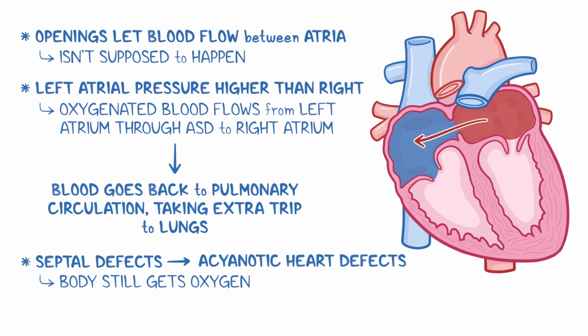However, it's important to know that in rare cases, untreated large ASDs can lead to severe pulmonary hypertension and reversal of the shunt, called Eisenmenger syndrome, which causes cyanosis.